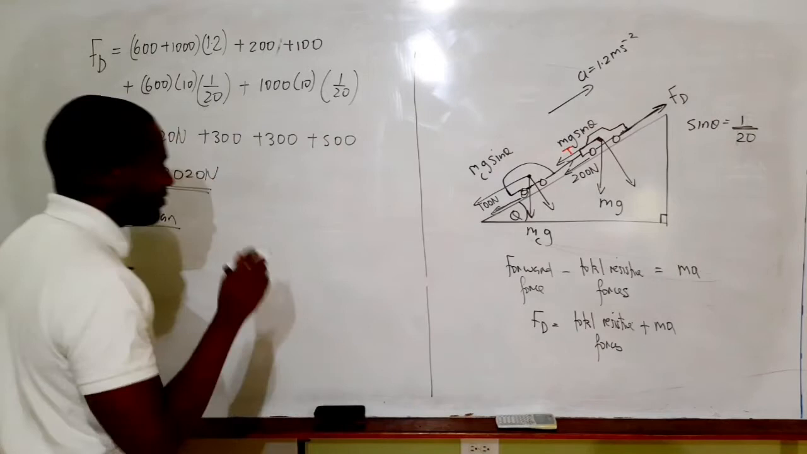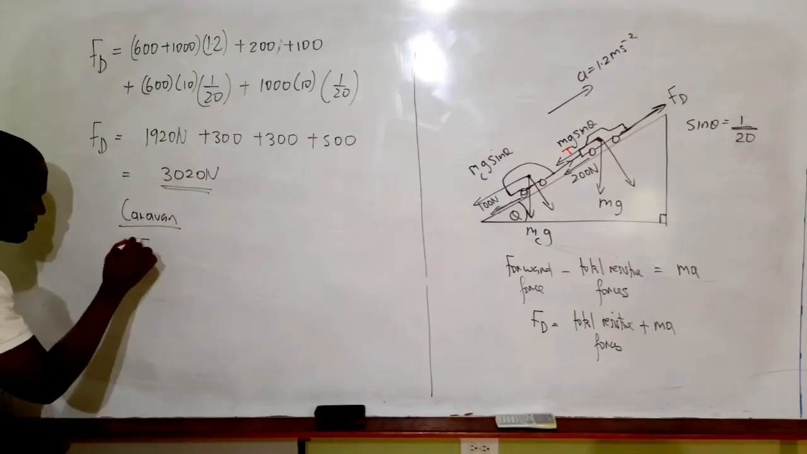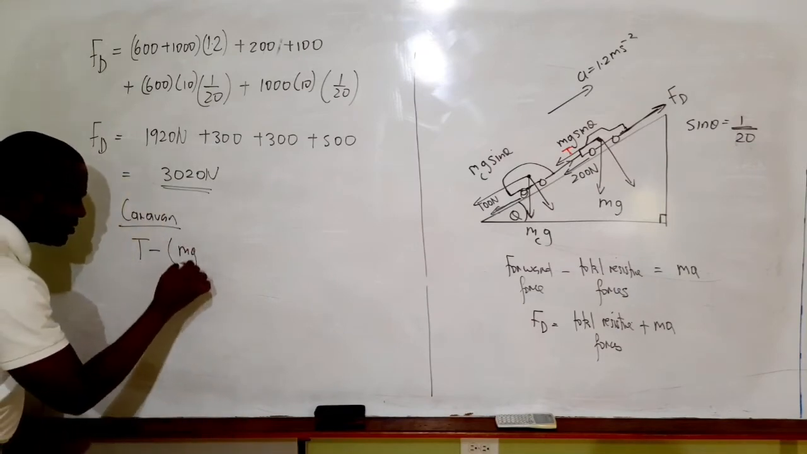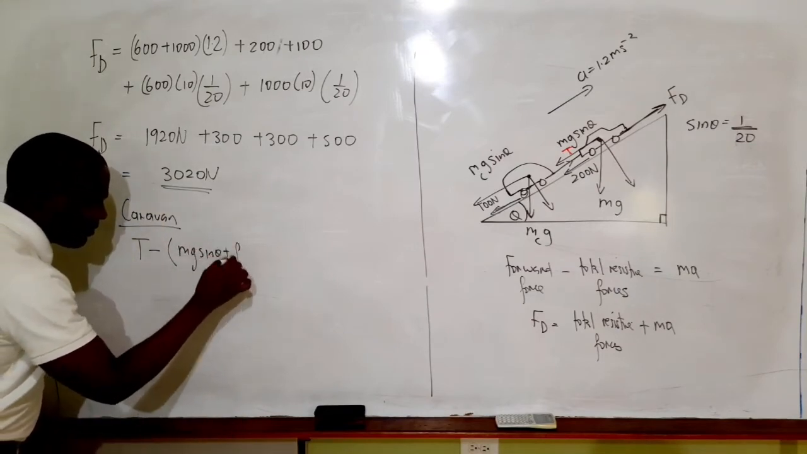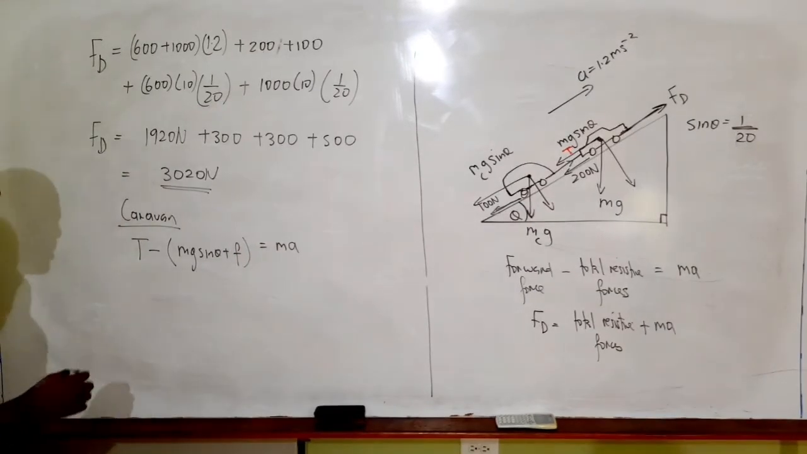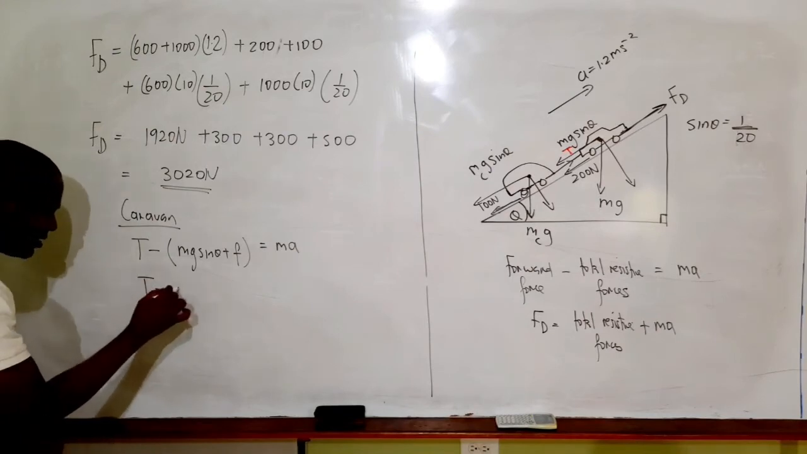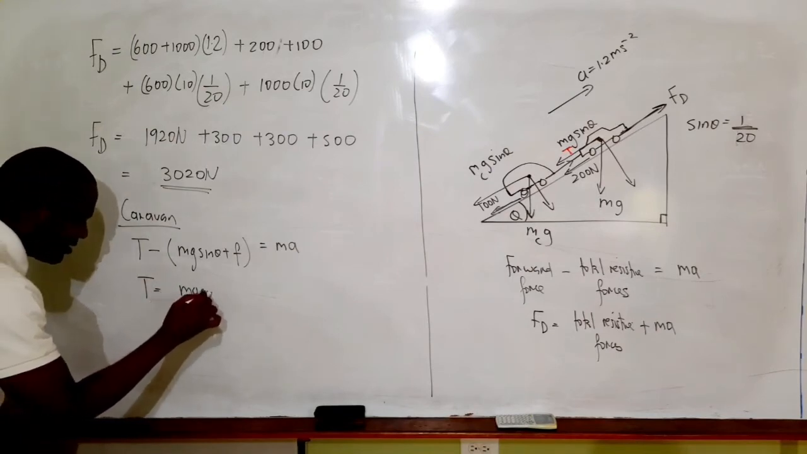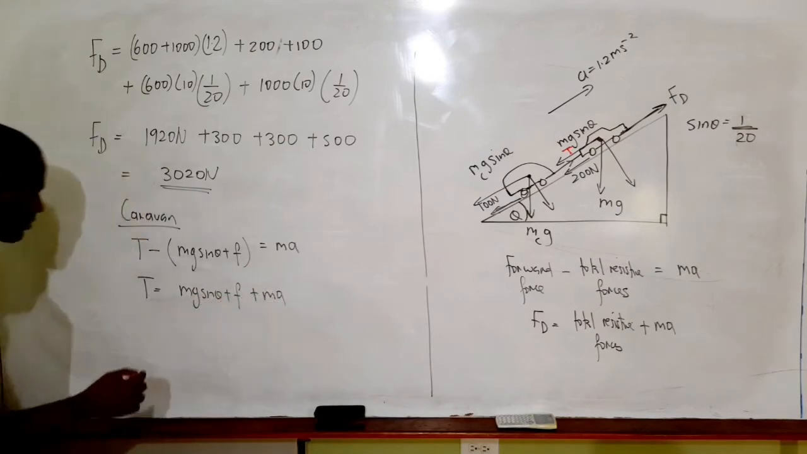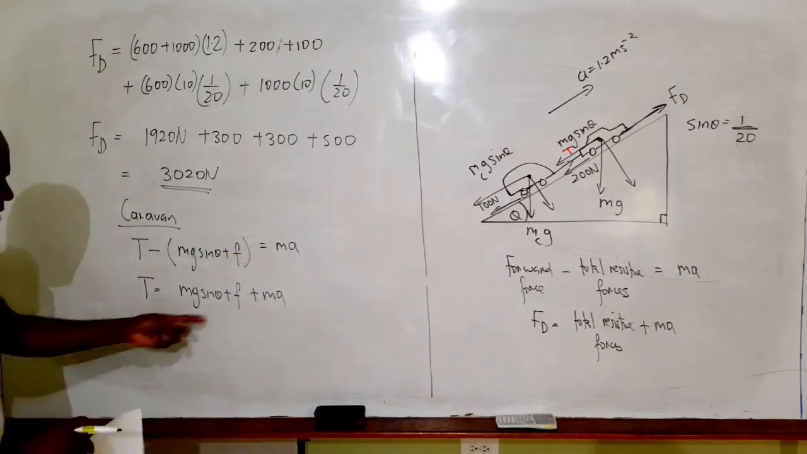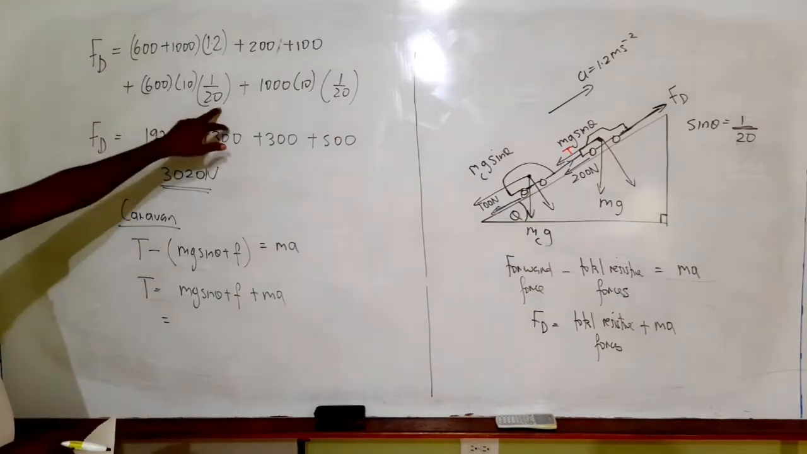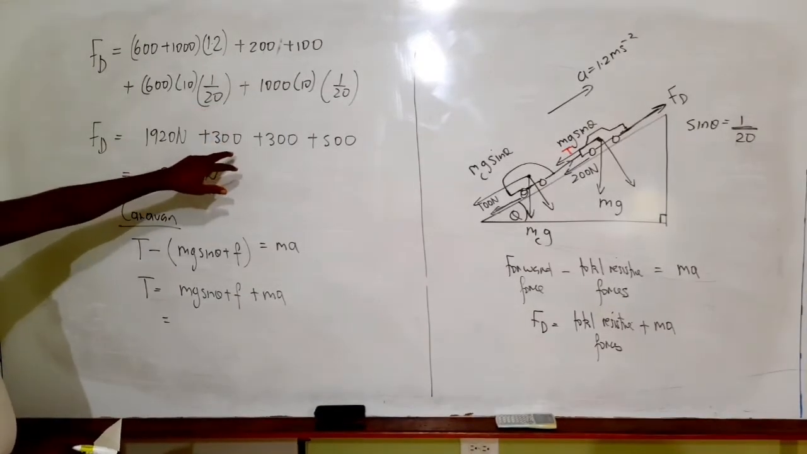So we can say that for the forces on the caravan, the tension minus the sum of the resistive forces, which is mg sine theta plus the friction, is equal to the mass times acceleration. And therefore we can say that the tension T is equal to mg sine theta plus the frictional force plus the mass times acceleration. And once again, this gives us the mg sine theta for the caravan. From the previous part of the question, this would have been 600 times 10 times 1 over 20, which gave us 300.